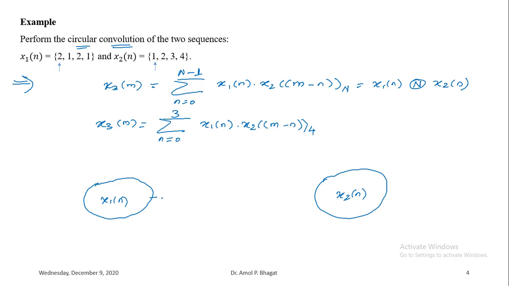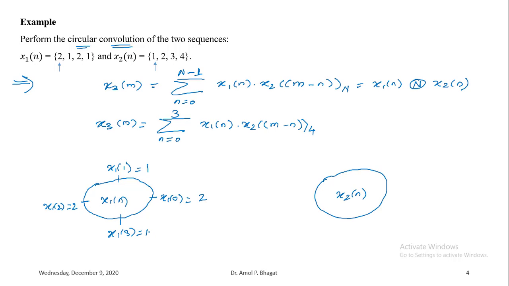So first sample, that is x1 of 0, in this case is 2, then the next one will be indicated x1 of 1, which is nothing but 1 here, the value is 1. Then the next value is x1 of 2, so the value is 2, and then x1 of 3, here the value is 1.